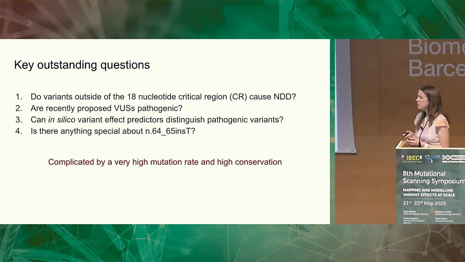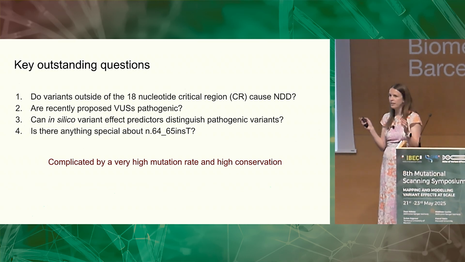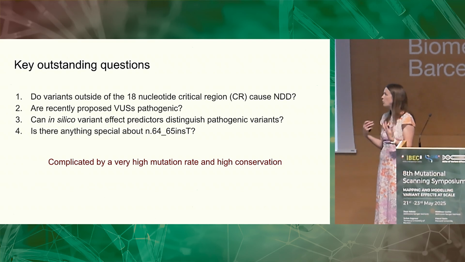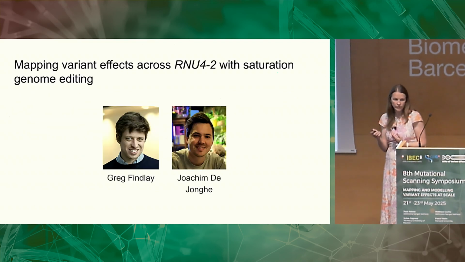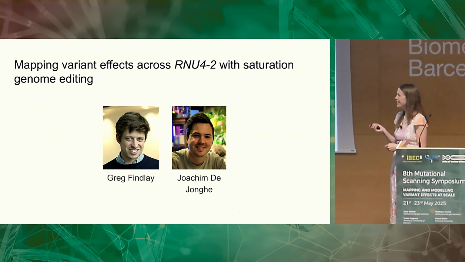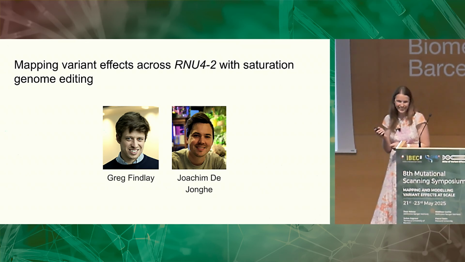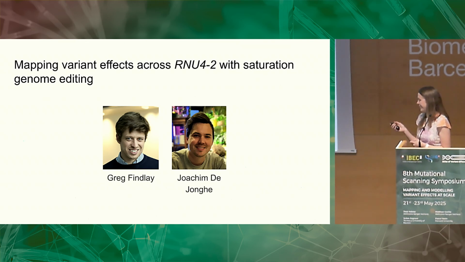And all of this is somewhat complicated by that really, really high mutation rate that we see across the gene, and also the fact that the whole thing is super highly conserved across evolution, because this is a core splicing factor. Step in some experimental geniuses, at least one of which will be very familiar to you. I went to Greg, I don't know when this was, a while ago now, and said, do you want a new gene to play with? It'll be fun. So Greg and the wonderful Joe and his team did some beautiful functional work on RNU42 for us.